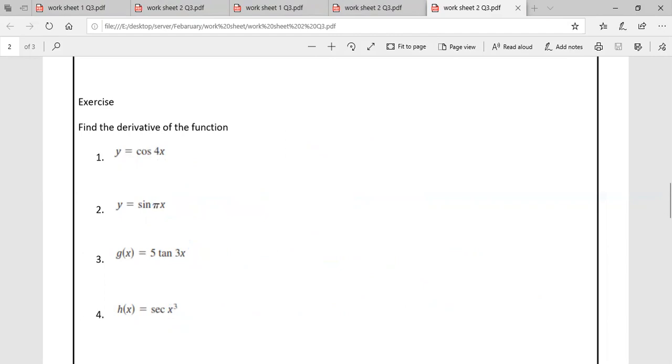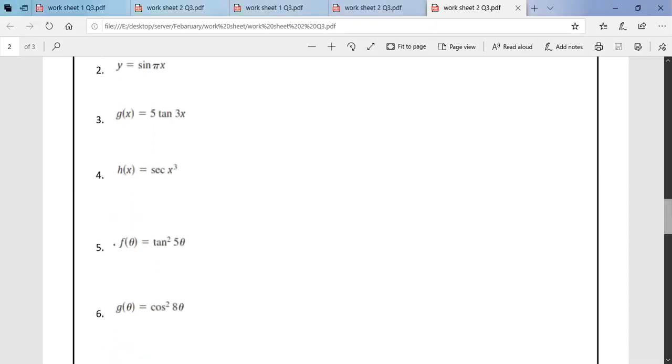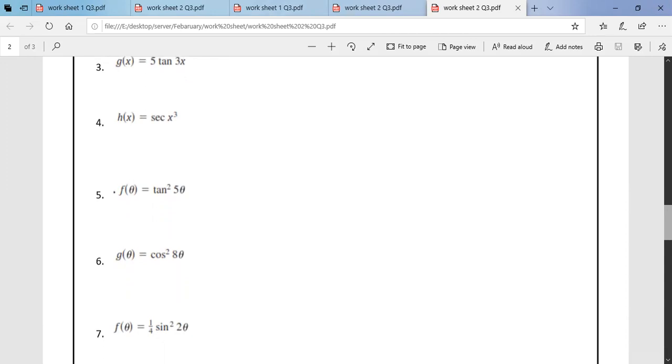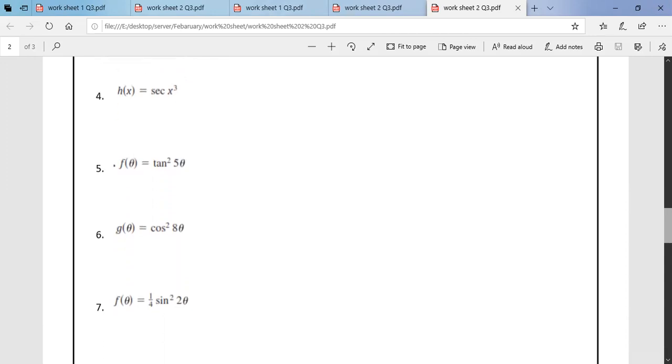Okay. After I finish this exercise, I will show you how to apply the chain rule many times, or the repeated application of the chain rule. Look here. Can you see this problem? I think I showed you.